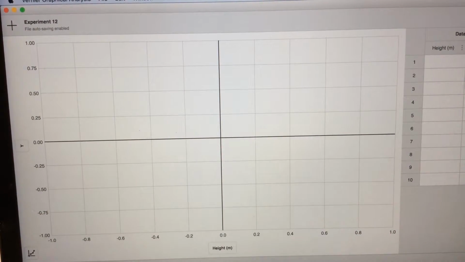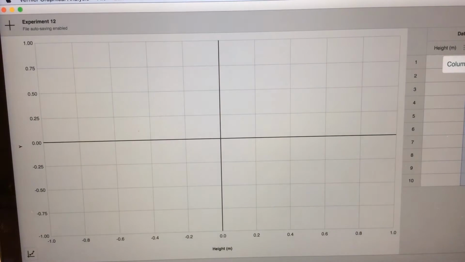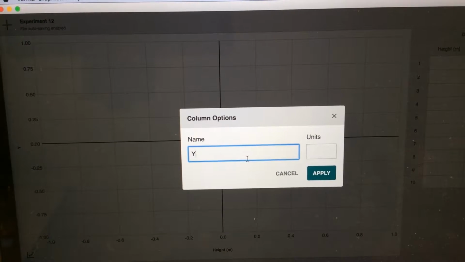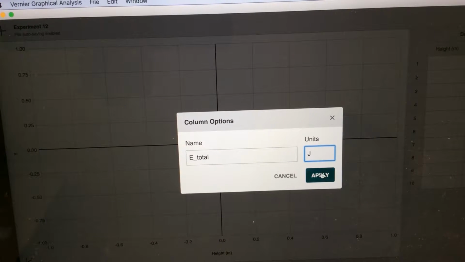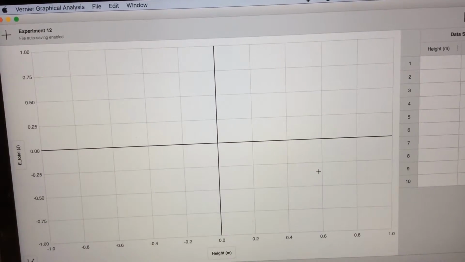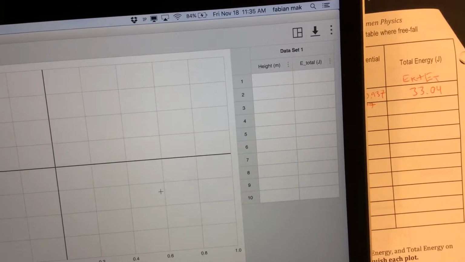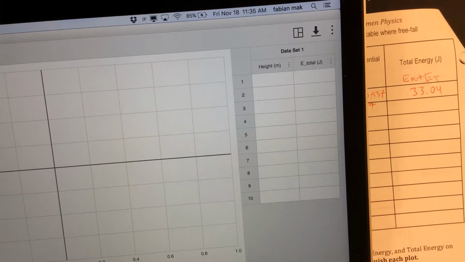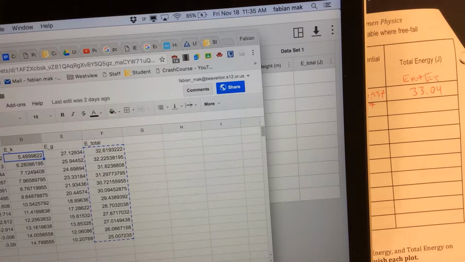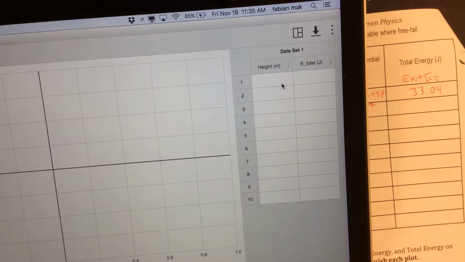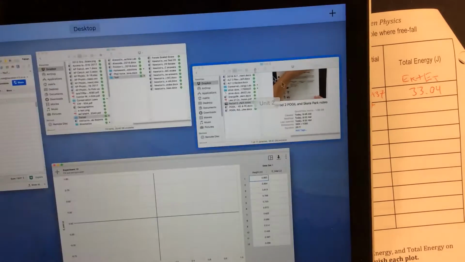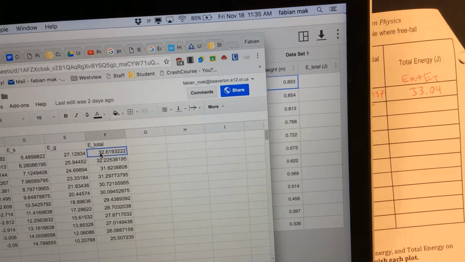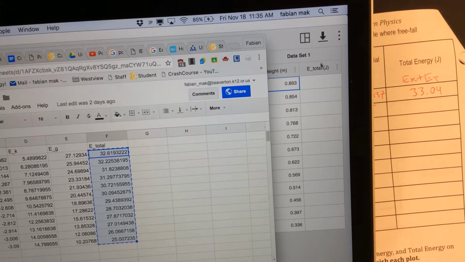And then we will do total energy. I'll just call this E total. Right? Okay. One thing that's kind of nice about Google Sheets and Graphical Analysis, I can just take the data and copy it over. So here's the heights. Copy, paste. Okay. And then I will take the total energies. Copy, paste.